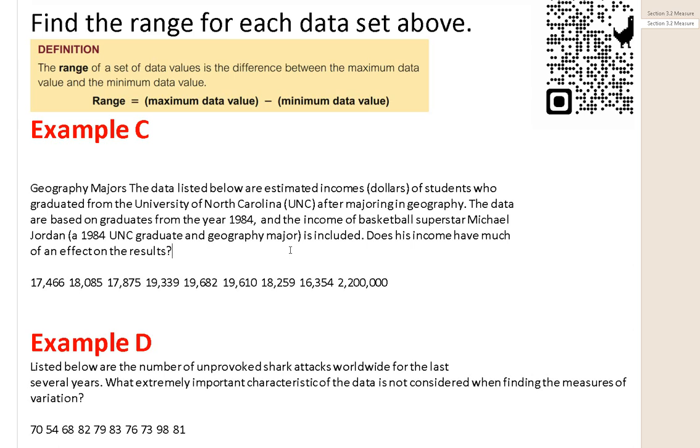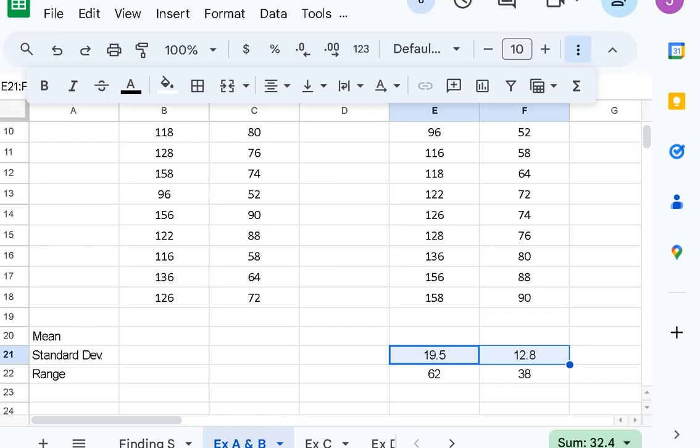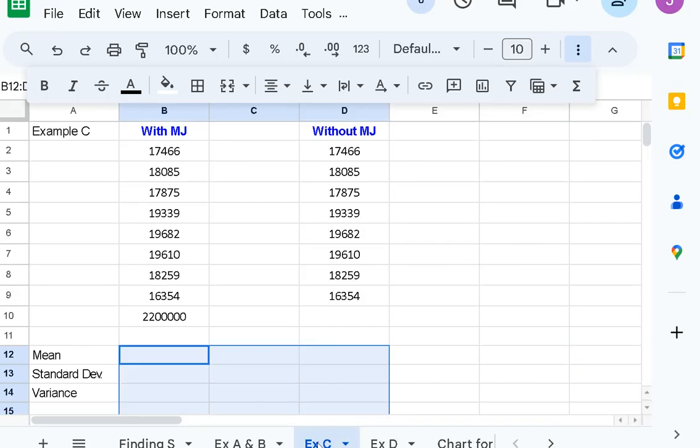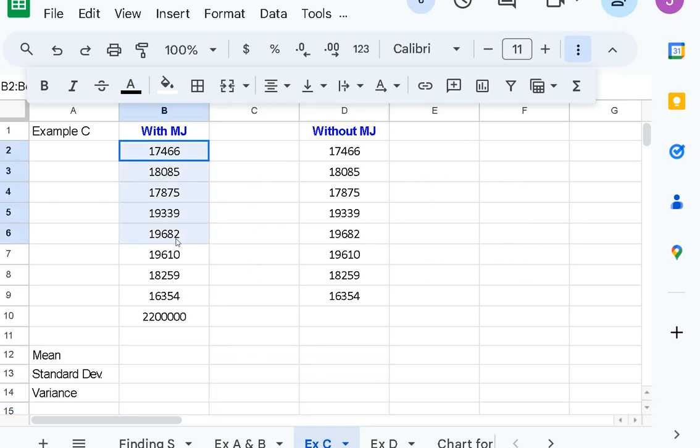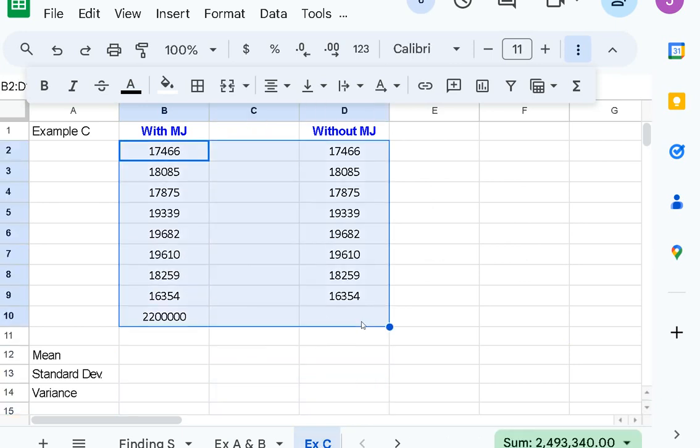The data are based on graduates from the year 1984, and the income of basketball superstar Michael Jordan, a 1984 UNC graduate in geography, is included. Does his income have much effect on the results? Well, let's see. So that's one of the data sets you have here. If you click example C, you've got two data sets, one with, one without Michael Jordan.